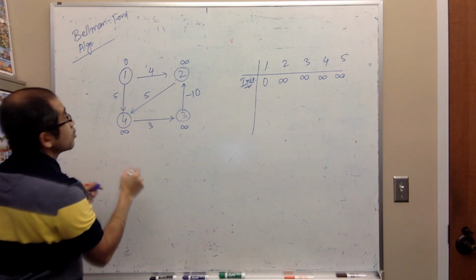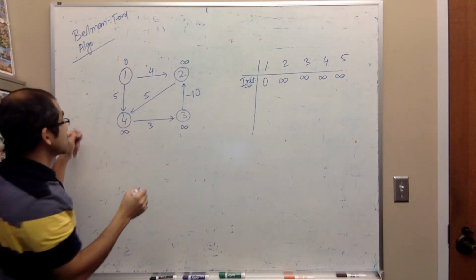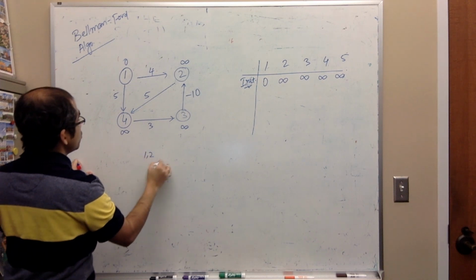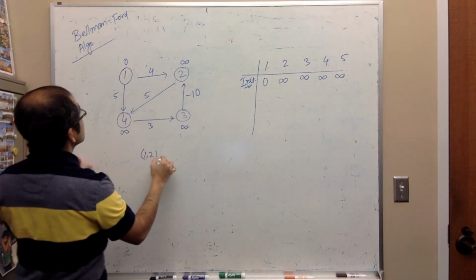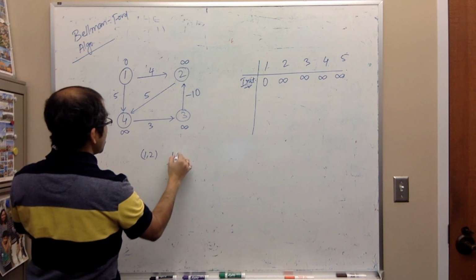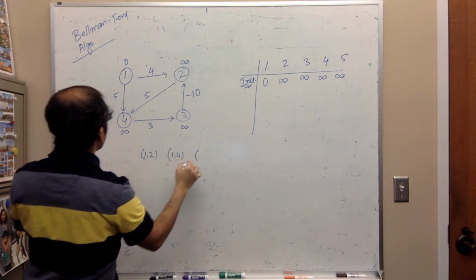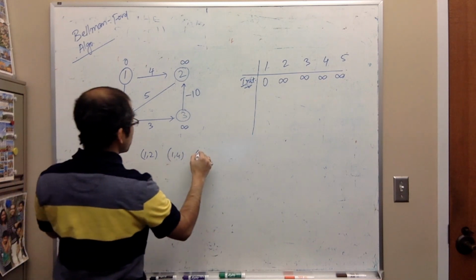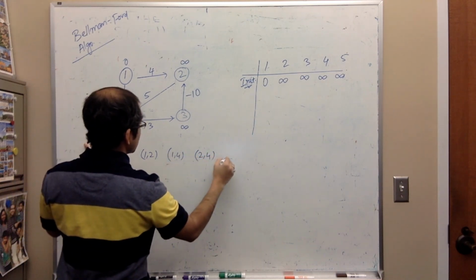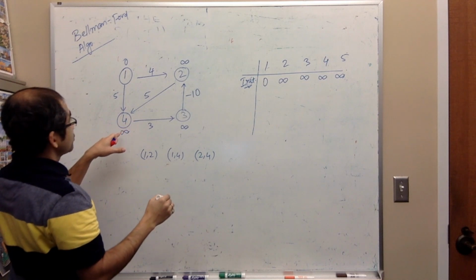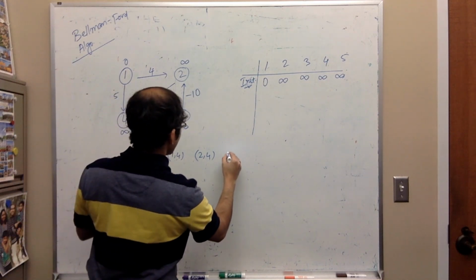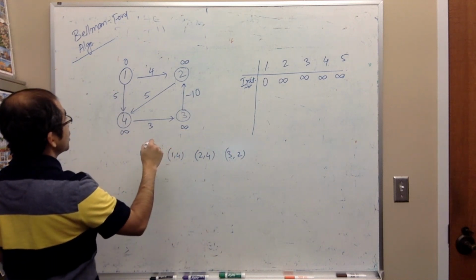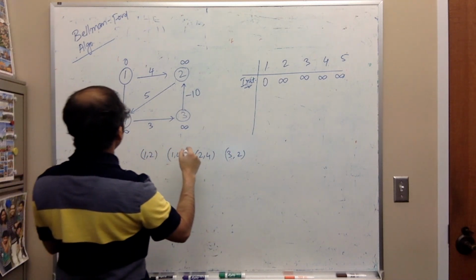And we also have to do the order of the edges. So let's write this: 1 to 2, then 1 to 4, then we have 2 to 4, just writing in order, 2 to 4, 3 to 2, and then we have 4 to 3.